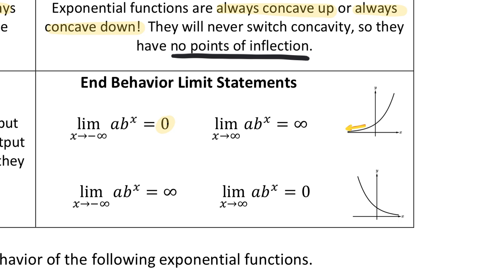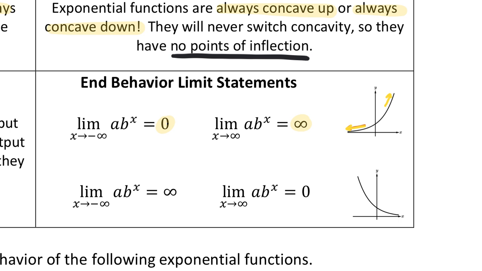Okay, if we look at the growth equation as x approaches positive infinity, what's happening with the output values? They're increasing. So as we increase our x values, we are increasing our y values, so the right side end behavior goes to infinity.